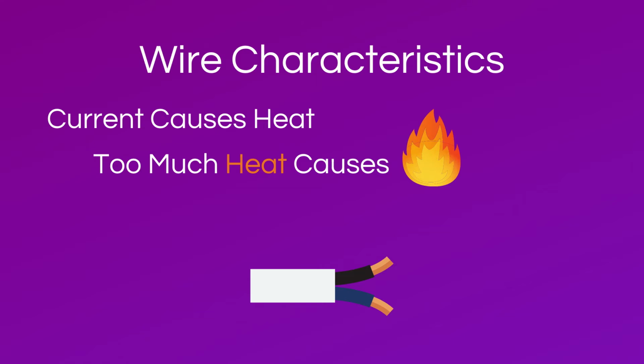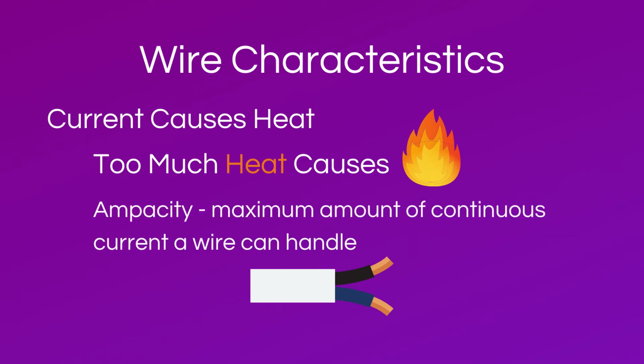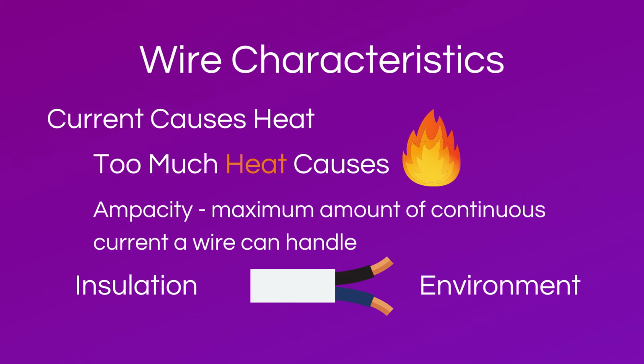There is a limit to how much heat a wire can handle before it becomes damaged or even catches on fire. The maximum amount of continuous current a wire can handle before experiencing heat damage is called its ampacity. In general, larger wires can handle more continuous current and therefore have a larger ampacity. However, the type of wire insulation as well as the wire's operating environment also affect the wire's ampacity.